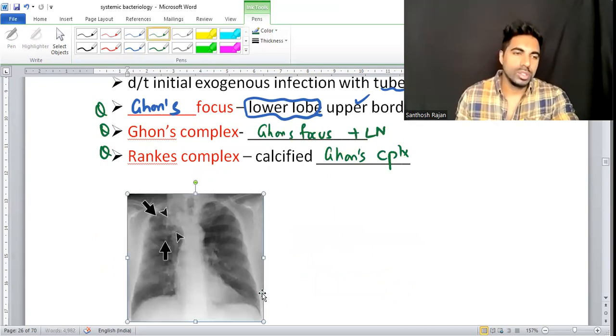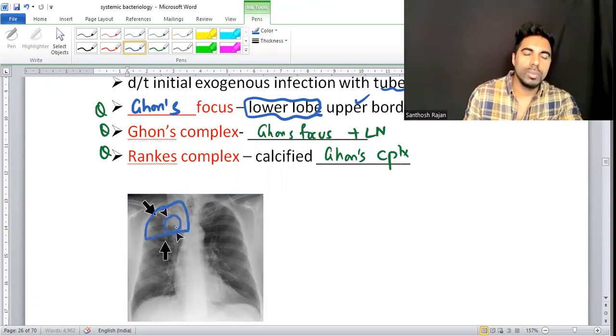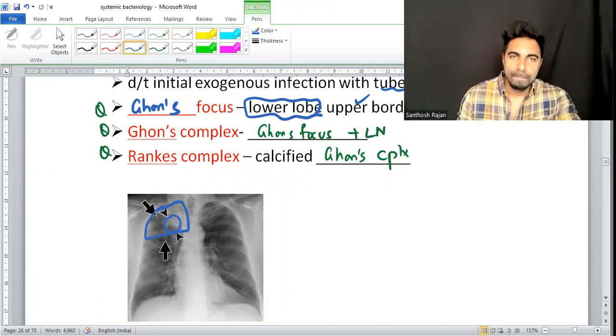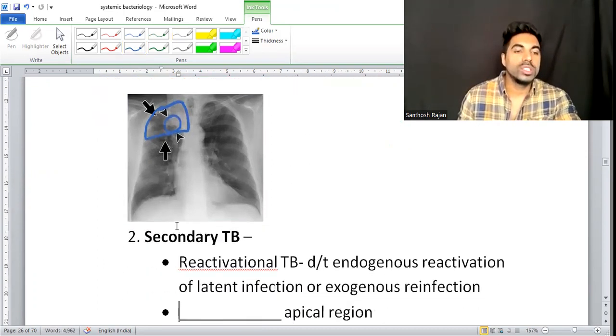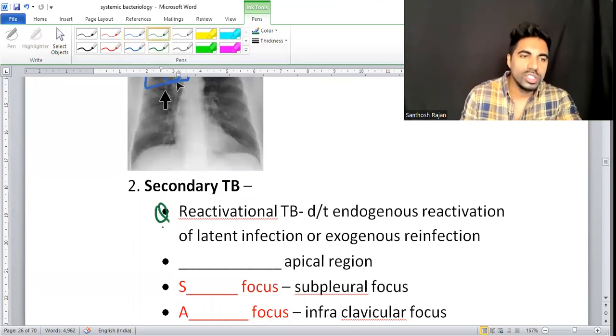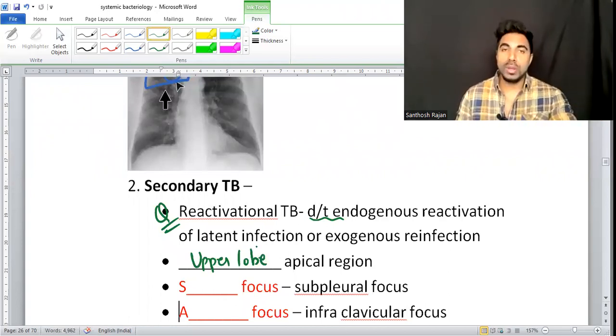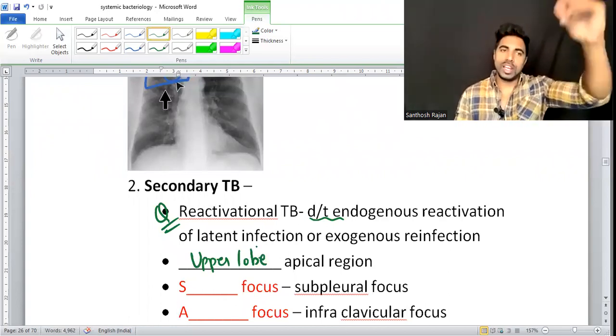Okay, now what about this? So this is now another picture, this gives a clue. Ye kahan par hai? Upper lobe mein hai. So upper lobe means that is usually the secondary TB. So it's a reactivation of the primary TB. Remember that, it's usually reactivation of the TB, due to exogenous reactivation of latent infection or exogenous reinfection. And usually it is seen in the upper lobe. That's important. Secondary TB. Don't think primary goes to upper lobe again. No. Primary always starts down and secondary goes upper. Reactivation and it goes to the upper lobe.